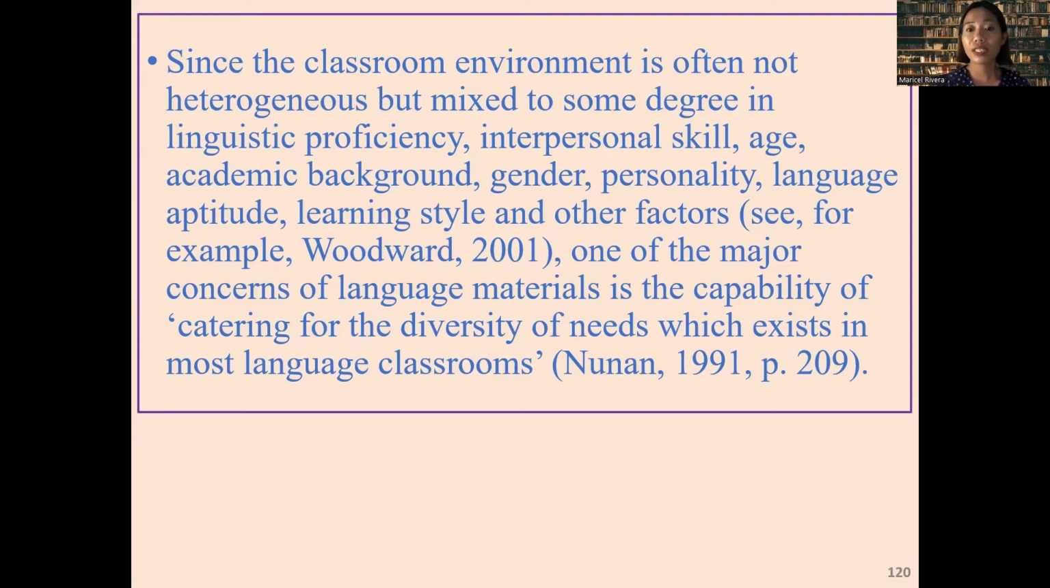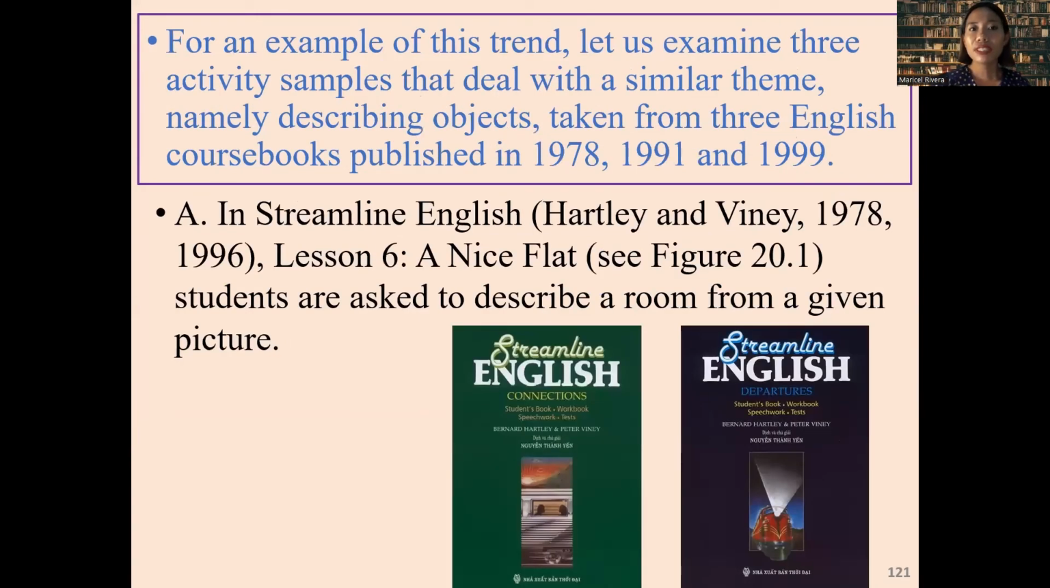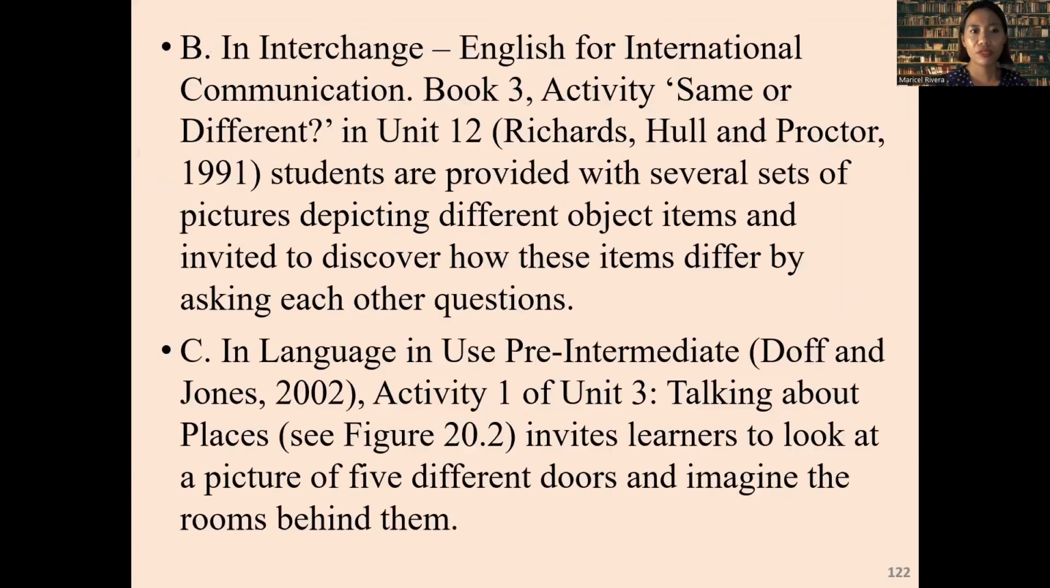That's according to Noonan in 1991. And as an example of this trend, let us examine three activity samples that deal with a similar theme, namely describing objects. They are taken from three English course books published in this year. So we have here Streamline English, lesson 6, A Nice Flat. So it's basically describing, no? Students are asked to describe a room from a given picture.